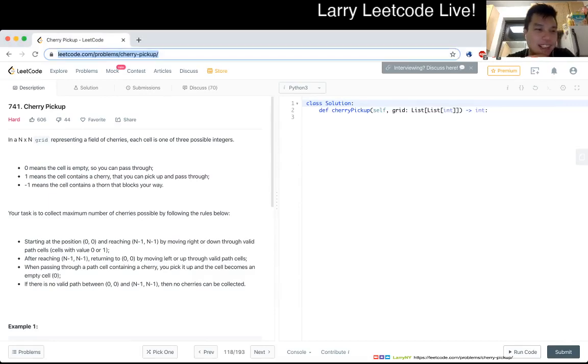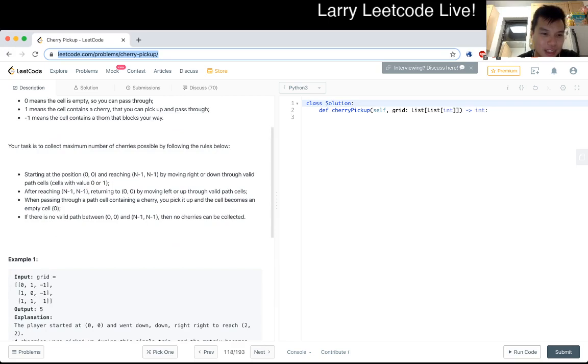Cool. In an n by n grid representing a field of cherries, each cell is one of three possible integers. 0, which you can pass through. 1 means the cell contains a cherry that you can pick up and pass through. Or -1 means the cell contains a thorn that blocks your way. Your task is to collect the maximum number of cherries possible by the following rules below.